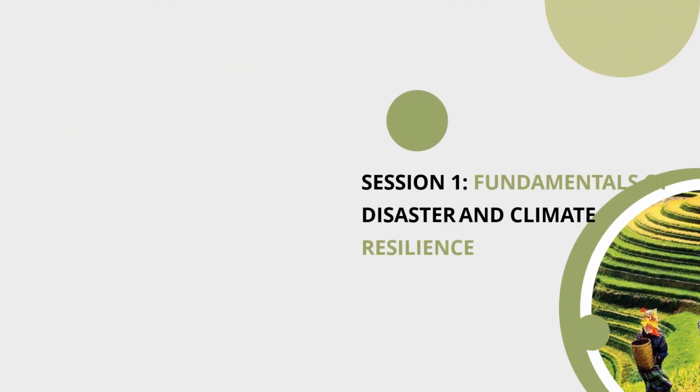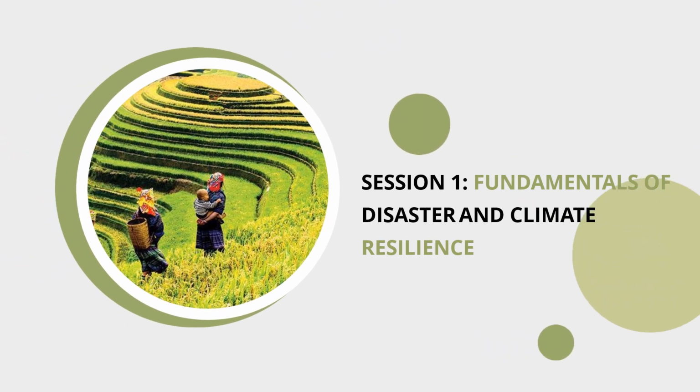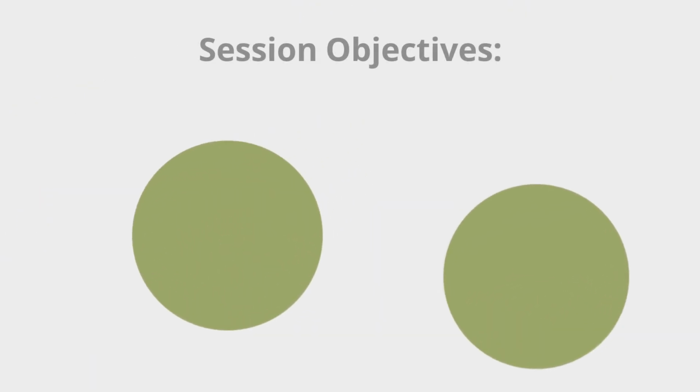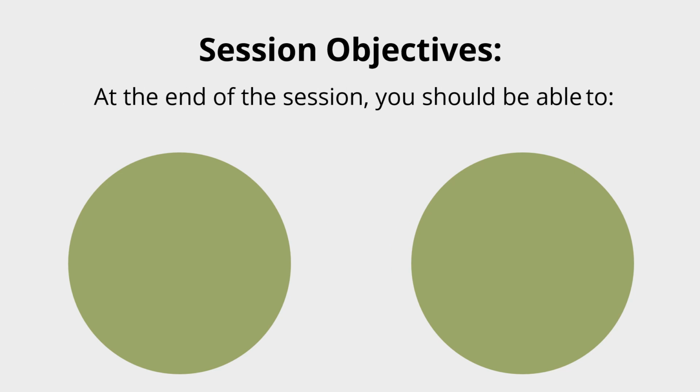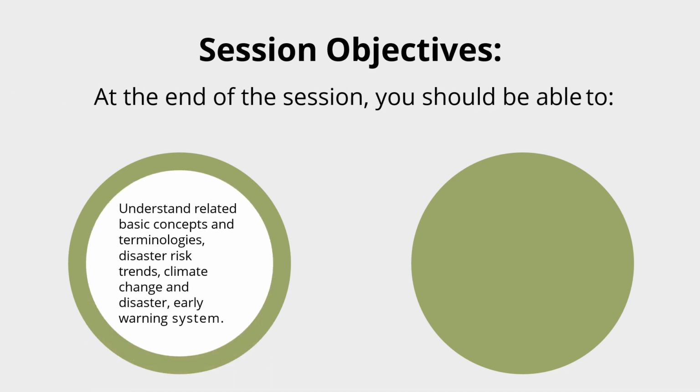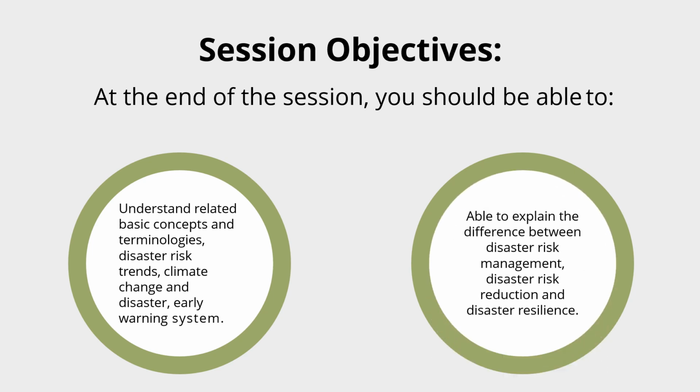Now let's get started. Session 1, Fundamentals of Disasters and Climate Resilience. By the end of this session, you should be able to understand the related basic concepts and terminology of disaster risk trends, climate change and disaster, early warning systems, and other terminologies. You should be able to explain the differences between disaster risk management, disaster risk reduction, and disaster resilience. In addition, we'll be looking at some of the latest trends, such as anticipatory actions, and how that can fit into the overall community's resilience.